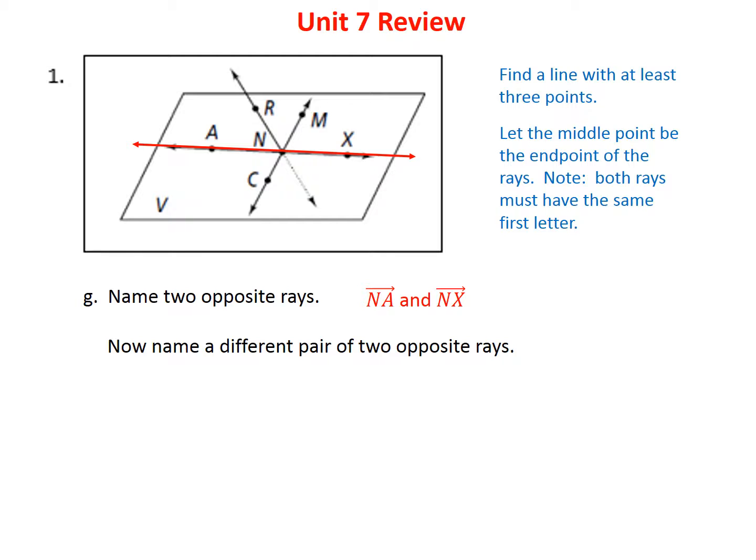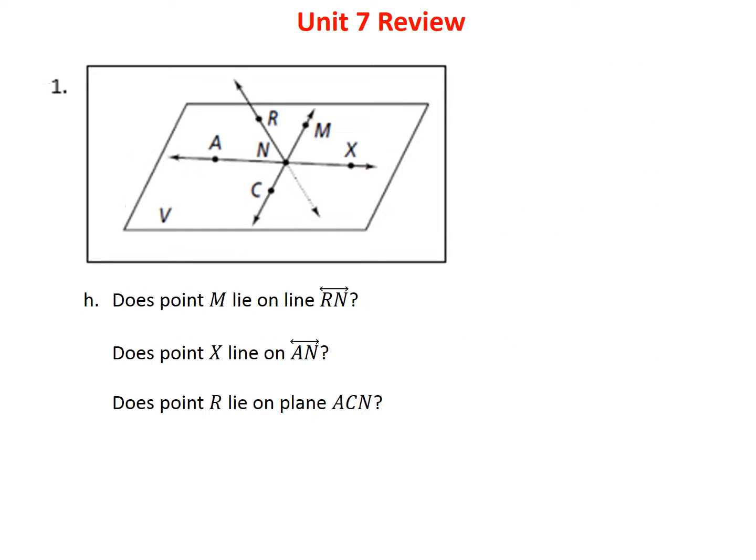We could have used a different line as well. For example, this line, CNM, and again, N's the middle point, so our rays would be NC, the ray going down, and NM, the ray going up.